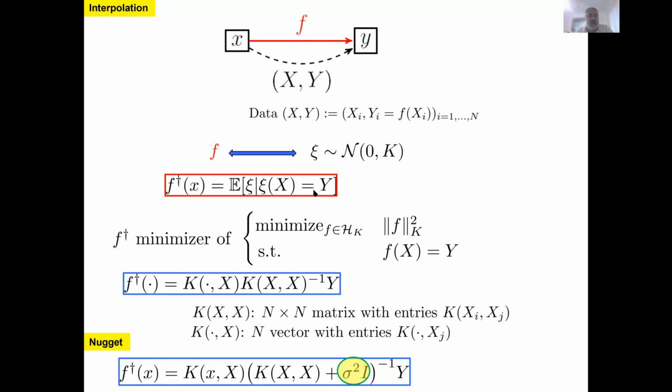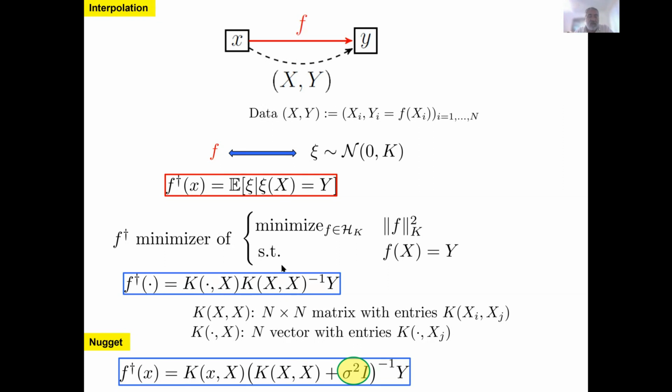Now, this interpolant can also be identified as the minimizer of the following optimal recovery problem, which is a variational problem in which the quantity to be minimized is the RKHS norm of the interpolant, given the interpolation constraints. And this interpolant admits the following representer formula, in which I'm writing kxx for the n by n matrix with the following entries, and k dot x for the n vector with the following entries.